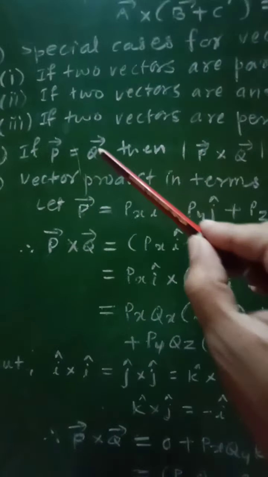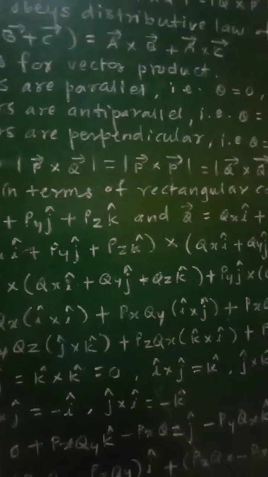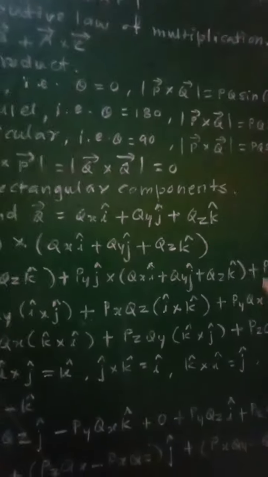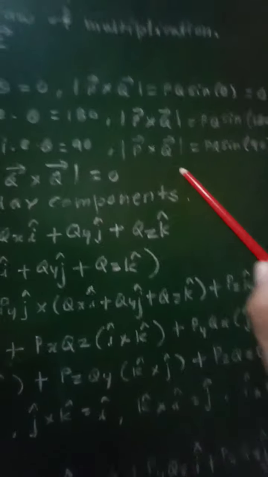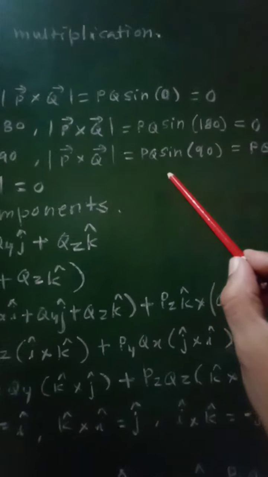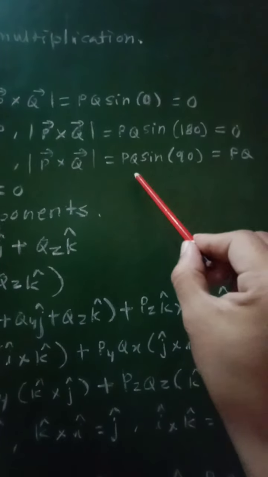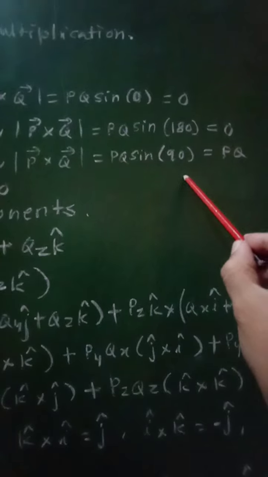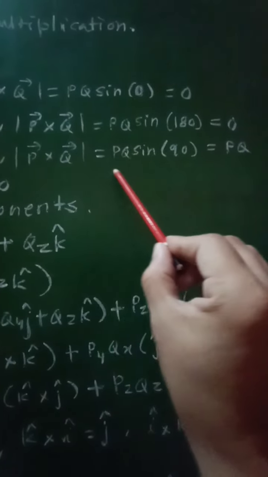Similarly, third case, if two vectors are perpendicular to each other, that is, if theta is equal to 90 degrees, then the magnitude of vector p cross vector q will be equal to pq sine theta. But theta is 90 degrees, and therefore pq sine 90, but sine 90 is equal to 1, and therefore the magnitude of vector p cross vector q will be equal to pq. So these are some of the special cases.